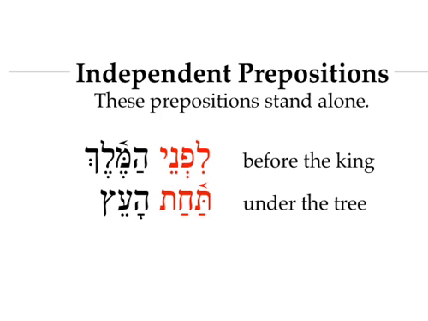In the second example, Tachath Ha'etz, the translation is under the tree. The preposition is tachath, and it means under. The object of the preposition is ha'etz. In each case, we have a prepositional phrase. The preposition is first, and the object appears second. That's the independent preposition in Hebrew, and it is its own word. You will encounter these prepositions and learn them as vocabulary words.